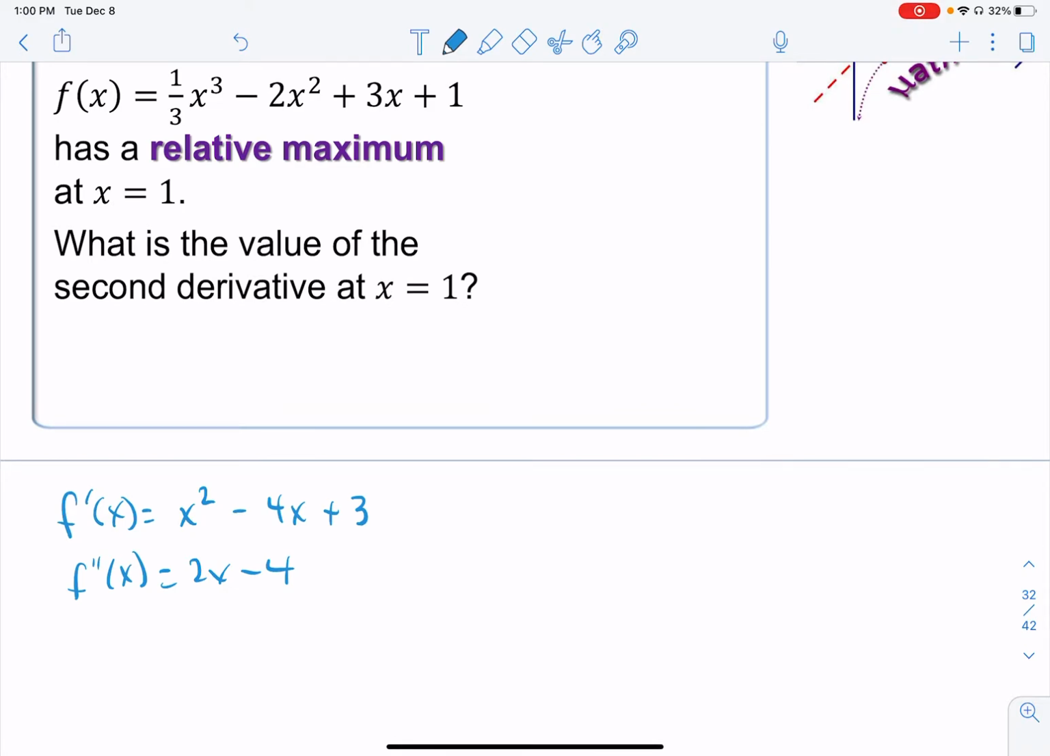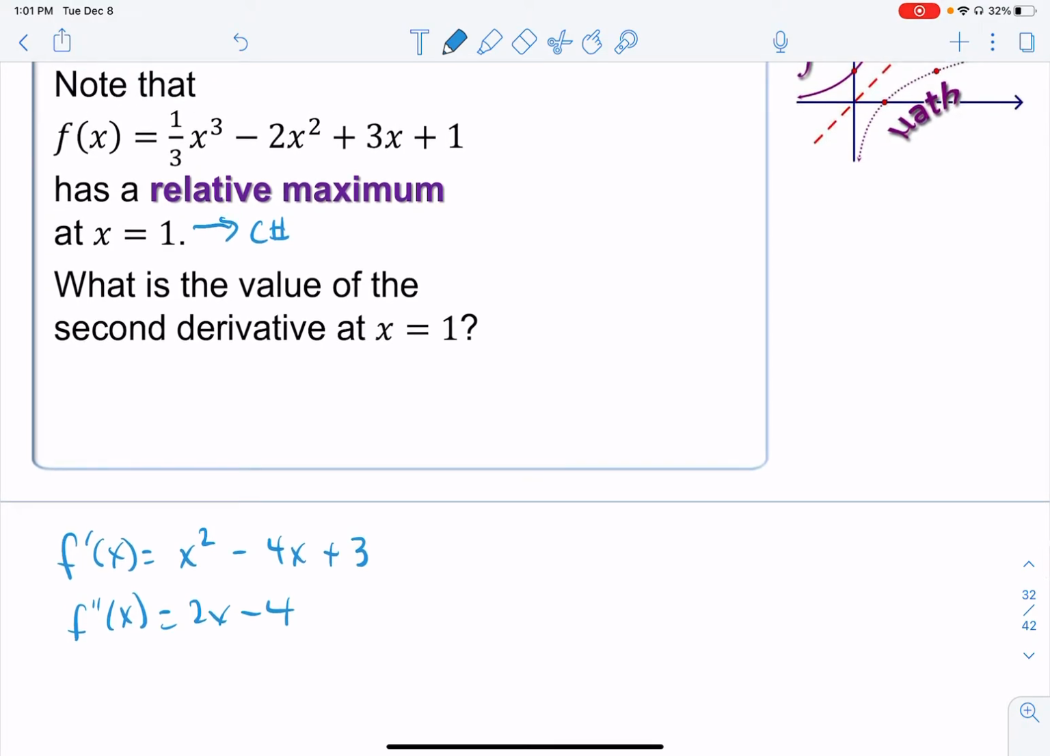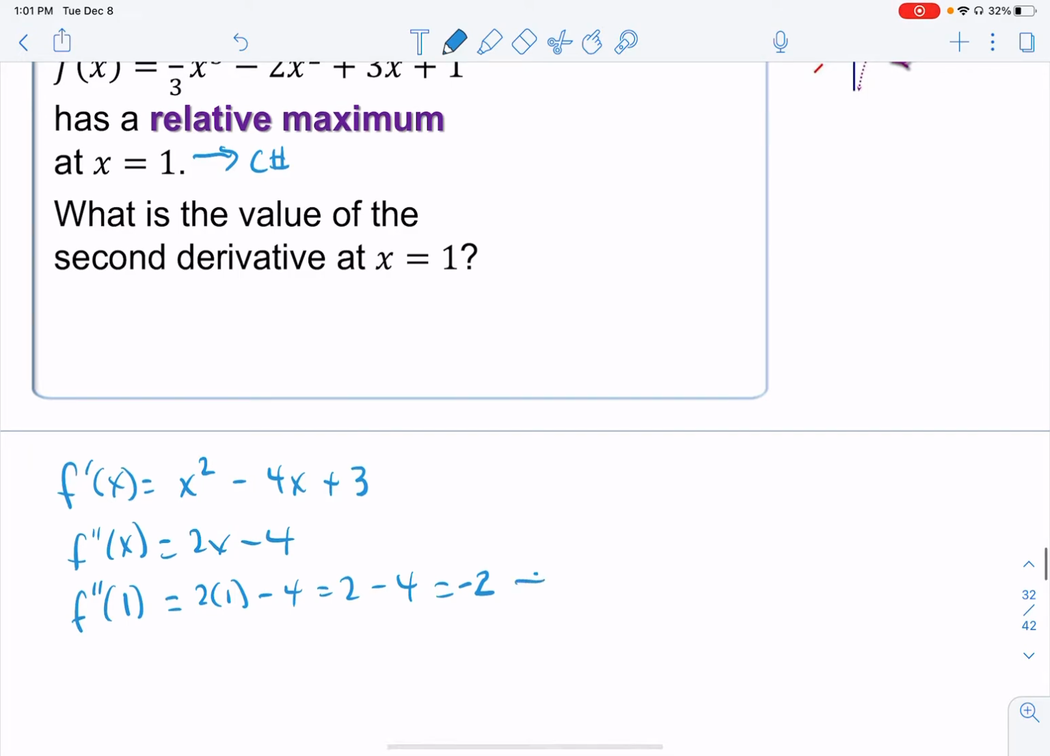X equals 1 is a critical number. So it's a critical number where a possible relative minimum or maximum happens. We saw from the graph it's definitely a relative maximum. If I were to stick in 1, I would get 2 times 1 minus 4, which is 2 minus 4, which is negative 2. Since the value of the second derivative is negative 2, that means that it is concave down here.